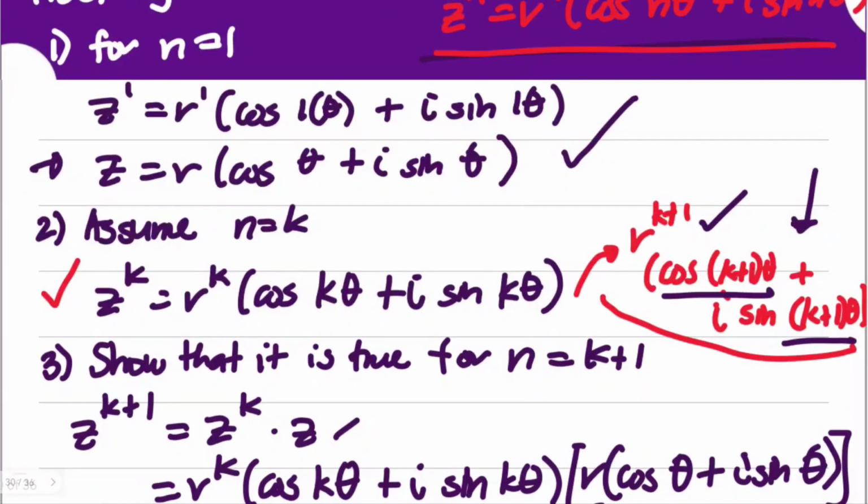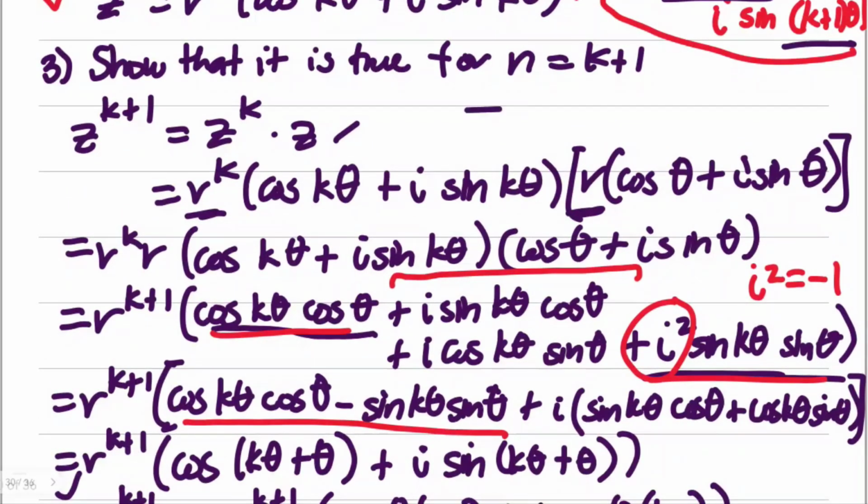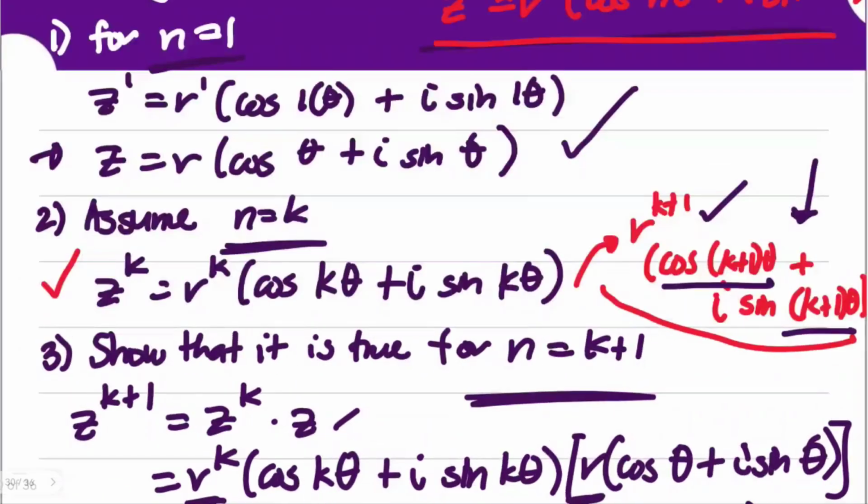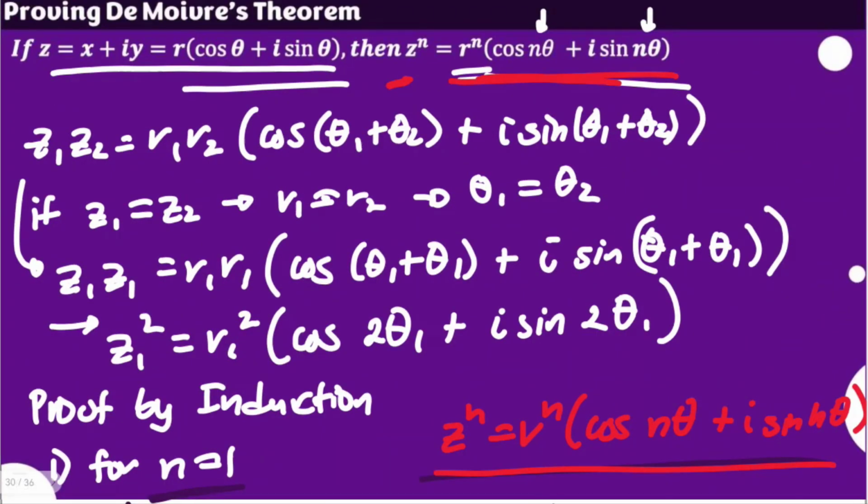Again, it's true for n equal to 1. Assuming n is equal to k, we have shown that it's also true for k plus 1. So, according to PMI, we have shown De Moivre's theorem, telling us that the nth power of a certain complex number is equal to the nth power of your modulus r times cosine n theta plus i sine n theta.